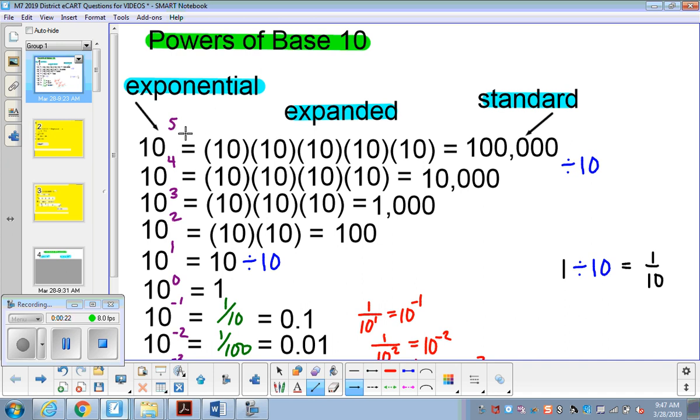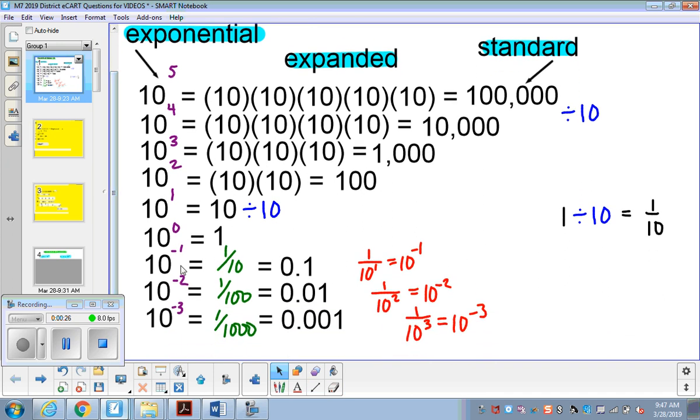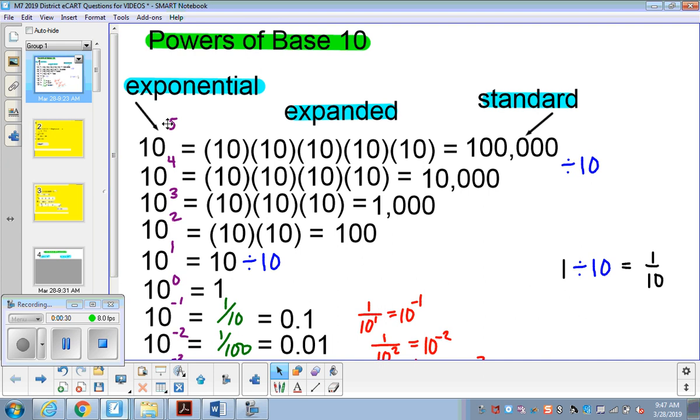In purple, you should notice that the exponents are decreasing by 1, and so they'll eventually go into the negatives where we can review the decimals. So 10 to the 5th is 10 times 10 times 10 times 10 times 10, which is 100,000. Now, as we move down in exponents, we're simply removing a 10 that we multiply by.